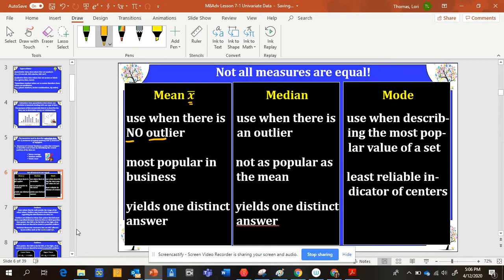Then you have your median. You're going to use the median if there is an outlier. And in this course, you will learn that there is actually a formula that tells you if a number is an outlier or not. The median is not as popular as the mean. However, for our course, if there's an outlier, we're going to say that we're going to use the median number to represent. The mode. It is just used to describe the most popular value of the set.